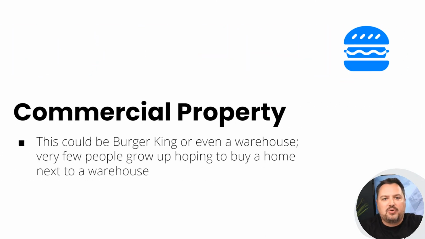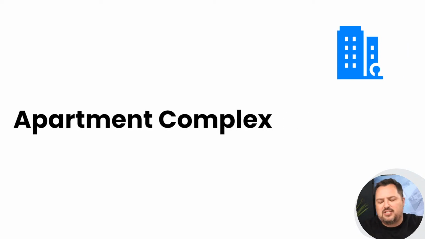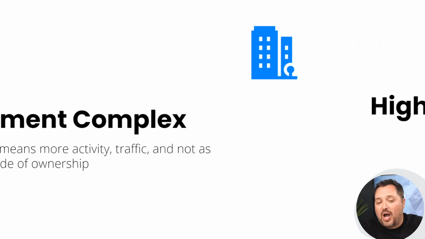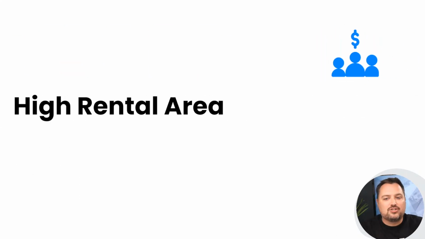Next thing is commercial properties. This could be the Burger King or a warehouse. Very few people grow up hoping to buy a home next to a warehouse. So you've got to make some compensating factor based upon those, or your comps have to be in the same position, facing the Burger King as well, or right across the street from the warehouse. Apartment complexes just mean more active traffic, not as much pride of ownership. Those are things to be concerned about.